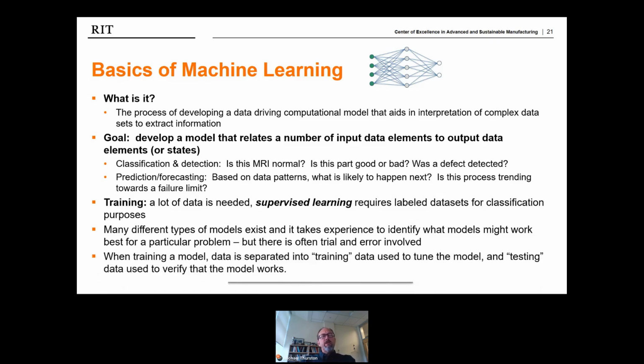Finally, when we're doing a training, we talked about the need for a lot of data. Part of the reason for that is we need really to break the data into different sets, one for training to tune the model, and then another for testing to make sure that the model works. If we test with the same data that we're training with, it's kind of an unfair test, because the model hasn't learned how to represent data that it hasn't seen before. So very important to separate your training and your test sets to make sure that an effective model results.